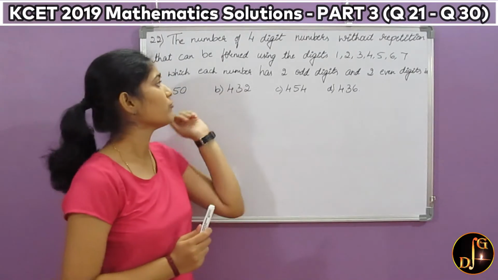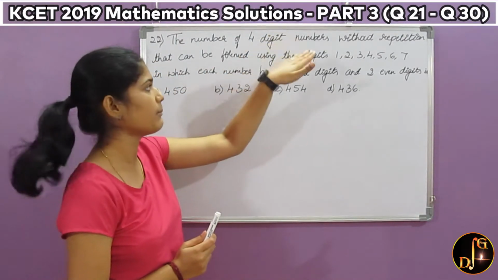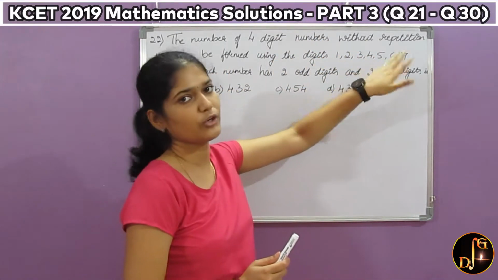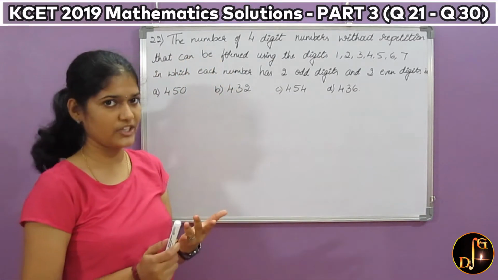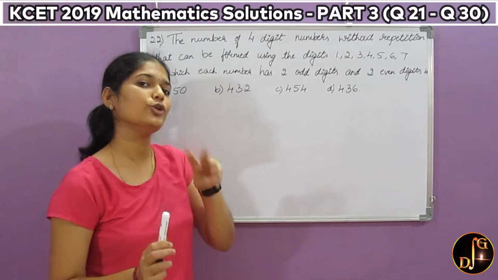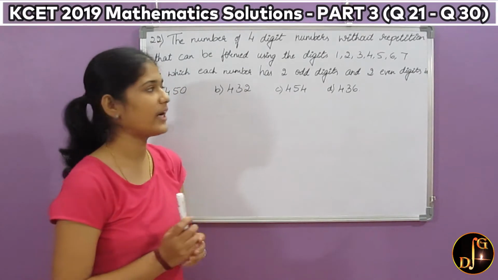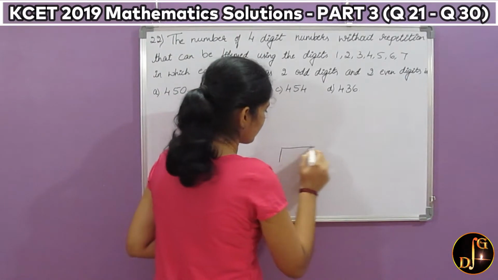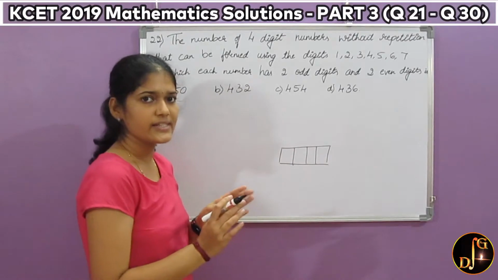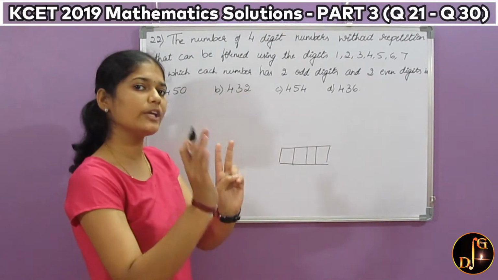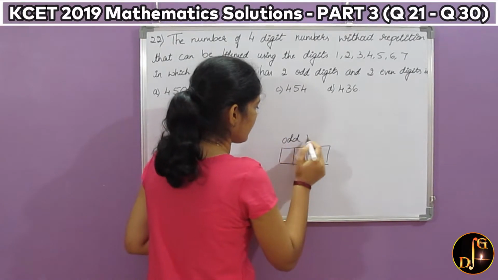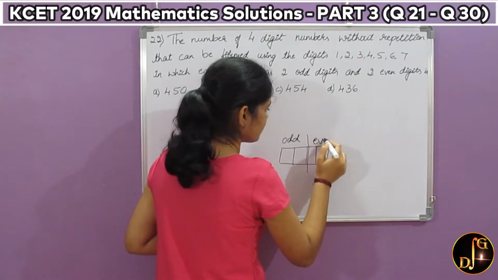In this problem, we have to find the number of 4-digit numbers that can be formed by using the digits 1, 2, 3, 4 up to 7, without repetition, and each number must have 2 odd digits and 2 even digits. How to find this? Let's take the 4-digit number. In this, there must be 2 odd digits and 2 even digits, right? Let these two numbers be odd and these two be even.